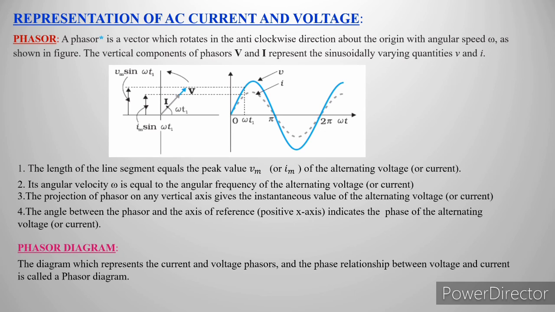Below the graph, point number 1. The length of the line segment equals the peak value Vm or Im of the alternating voltage or current. Point number 2. Its angular velocity omega is equal to the angular frequency of the alternating voltage or current. Point number 3. The projection of a phasor on any vertical axis gives the instantaneous value of the alternating voltage or current. Point number 4. The angle between the phasor and the axis of reference, that is the positive x-axis, indicates the phase of the alternating voltage or current.